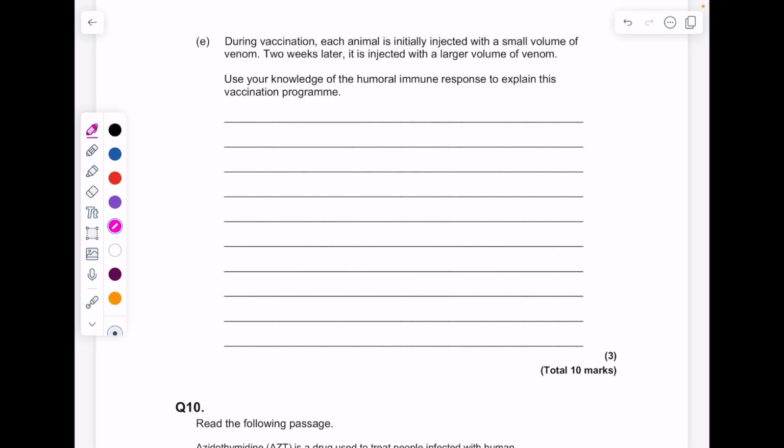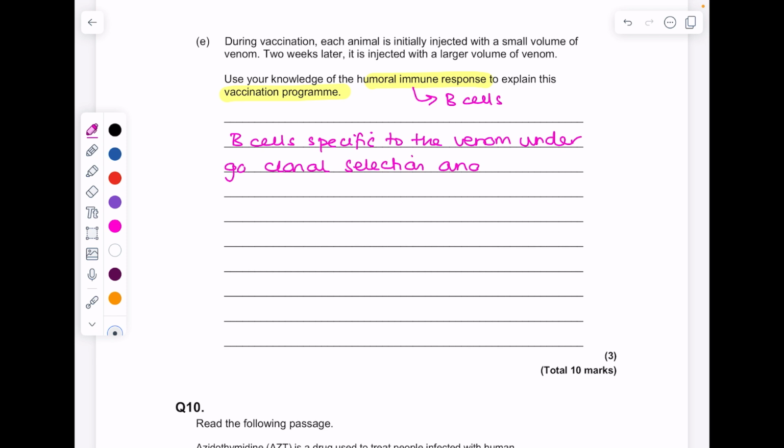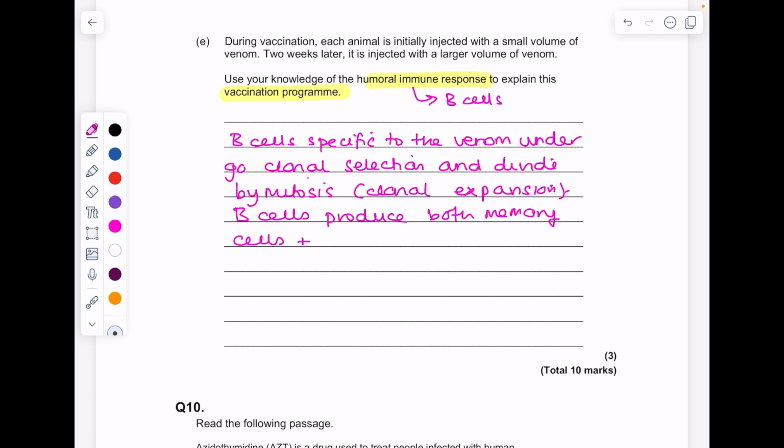During vaccination, each animal is initially injected with a small volume of venom. 2 weeks later, it is injected with a larger volume of venom. Use your knowledge of the humoral immune system to explain this vaccination program. So the humoral immune response is to do with B cells. So the first thing we want to say is that B cells specific to the venom undergo clonal selection and divide by mitosis, clonal expansion. Then the next step is for B cells to produce both memory cells and plasma cells. Those plasma cells are responsible for making antibodies.